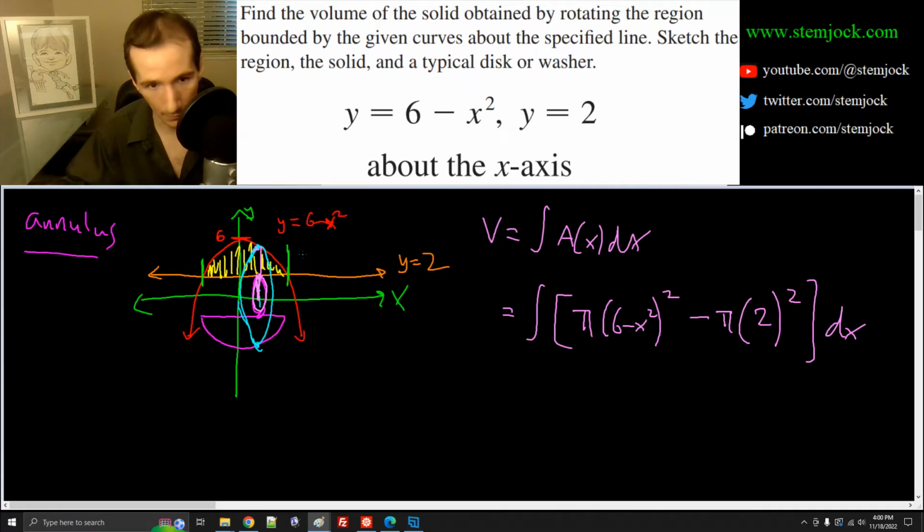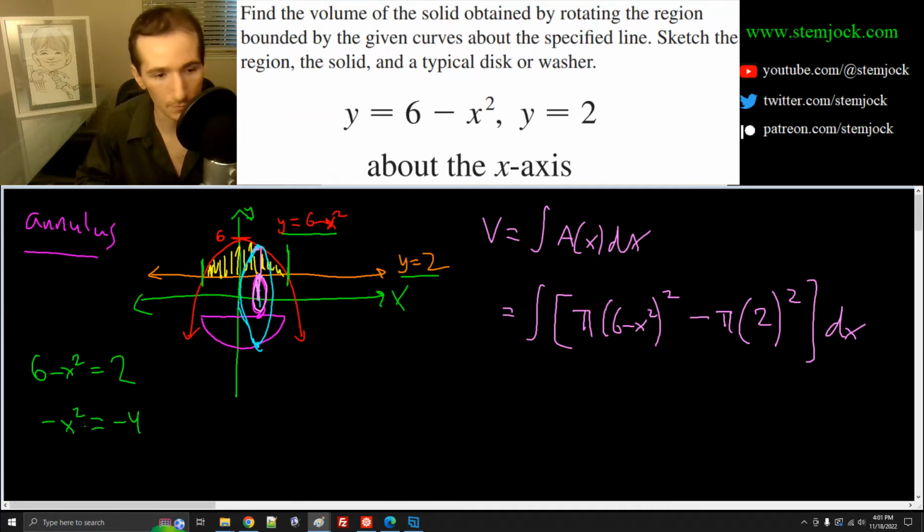How do we find these values? Well, we have to recognize that these are the points at which the red and orange curves intersect. So the way we find x is by solving these equations simultaneously. So we set 6 minus x squared equals 2. And now we solve for x here. So I'm going to bring 6 to the right side, so negative x squared equals negative 4. Multiply both sides by negative 1 to get x squared equals 4.